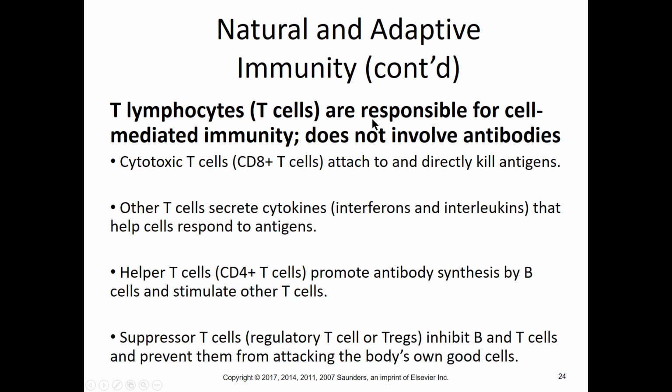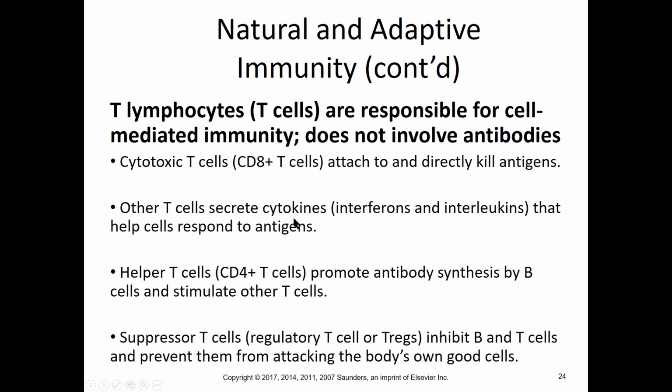The T lymphocytes are responsible for cell-mediated immunity. It does not involve antibodies. That's also part of adaptive immunity. And those cytotoxic T cells, CD8 plus T cells, attach to and directly kill antigens. So they don't need any mediation. They go straight away and kill those antigens and destroy them. They don't need the B cells. They don't need the memory cells.